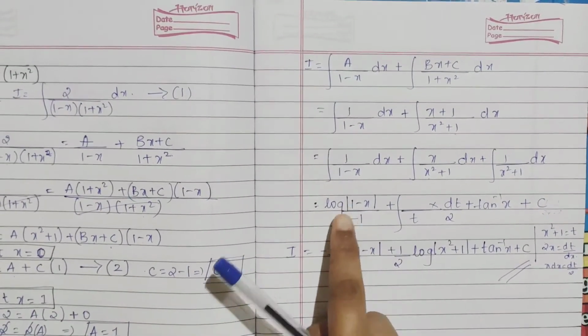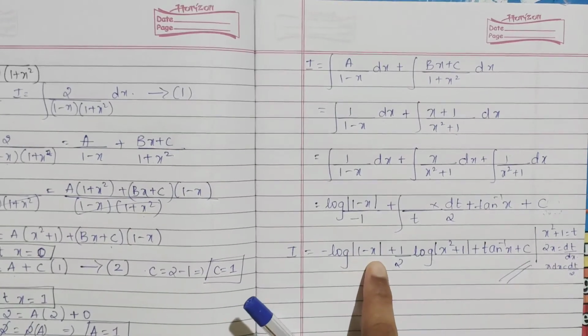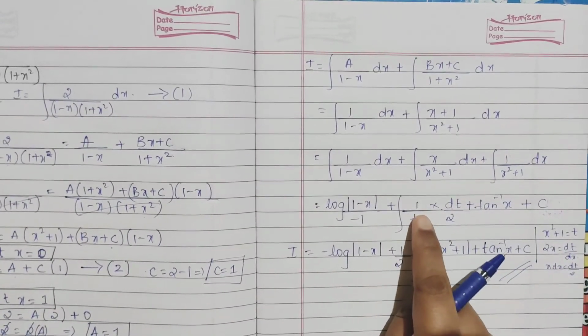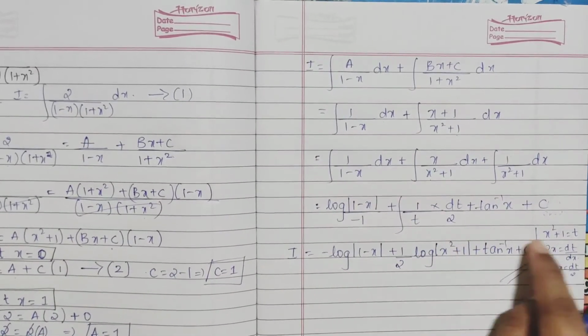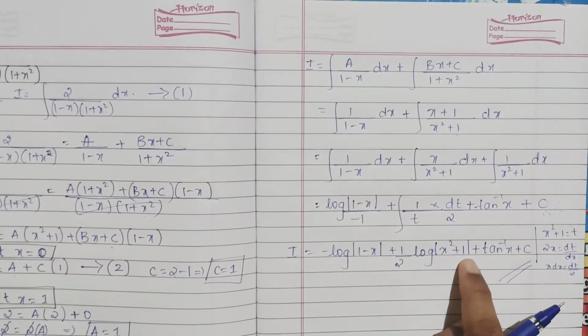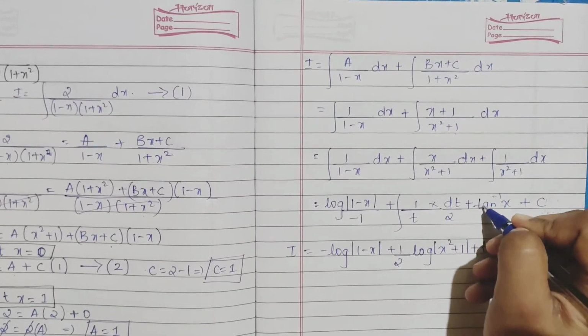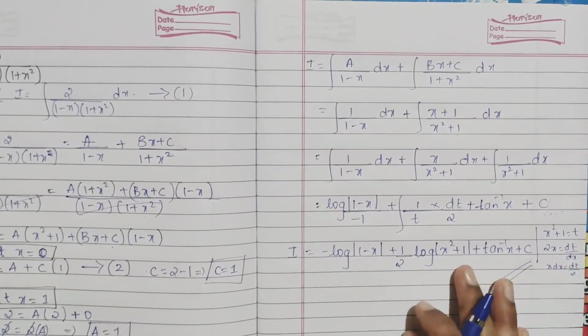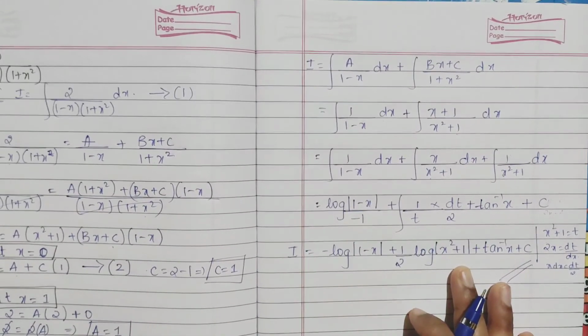So what you are getting is minus log mod 1 minus x, then 1 by 2 take outside, so 1 by t is log t, where t we have taken as x square plus 1, so mod x square plus 1, and we know the integration of 1 by 1 plus x square is tan inverse x plus c. I hope this much is clear to you, how we have to solve.